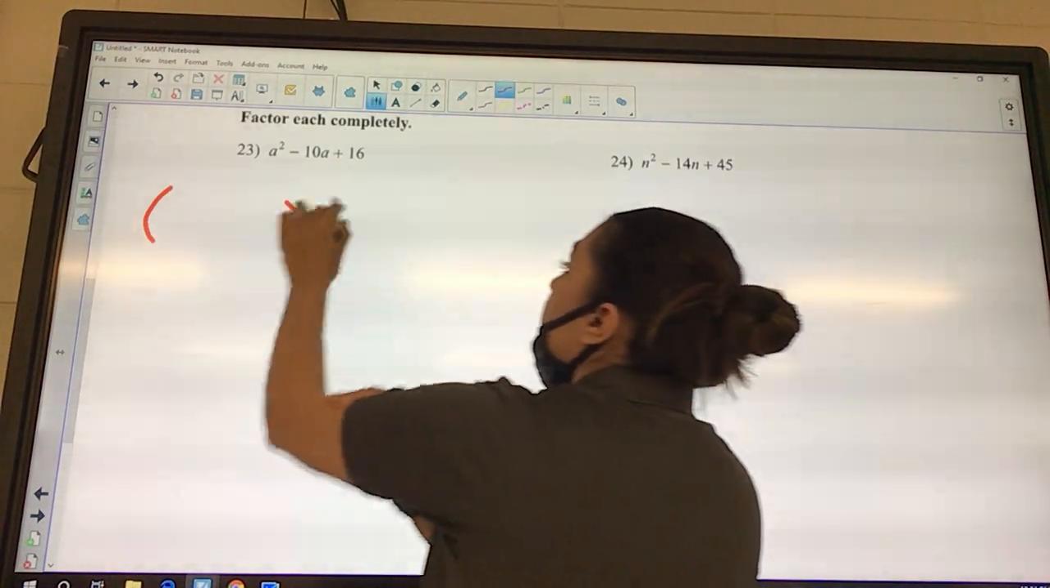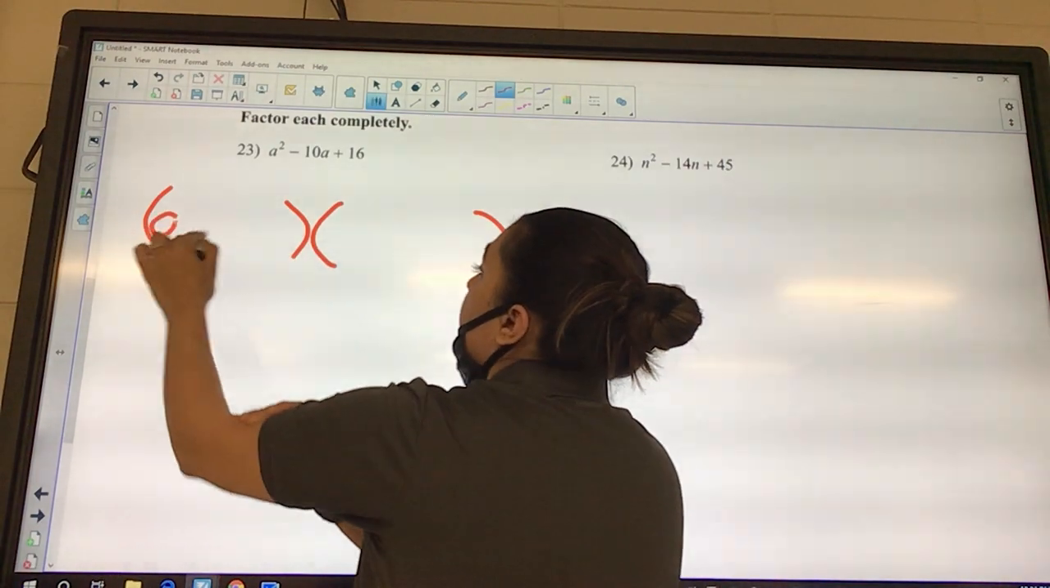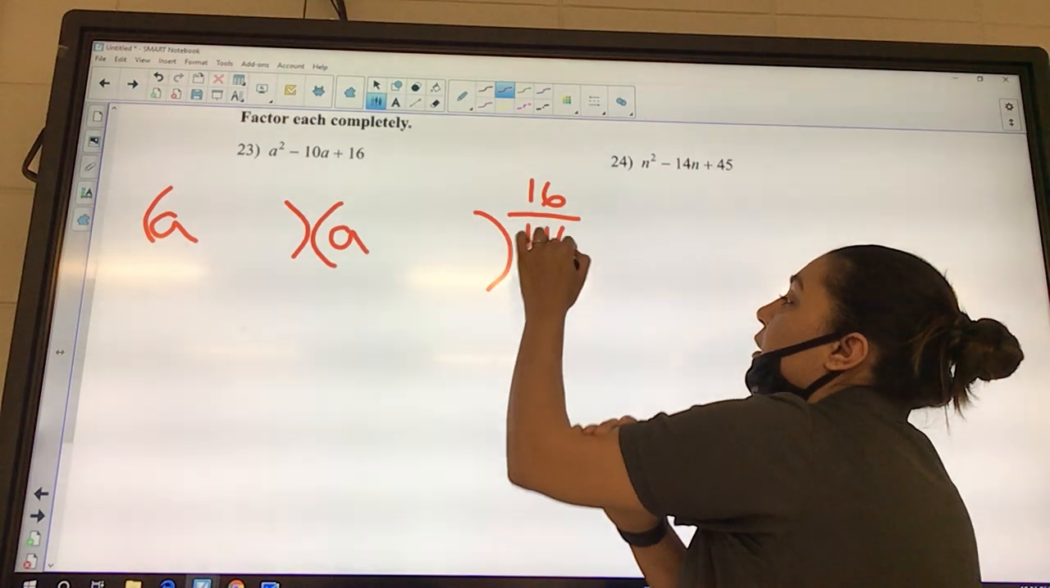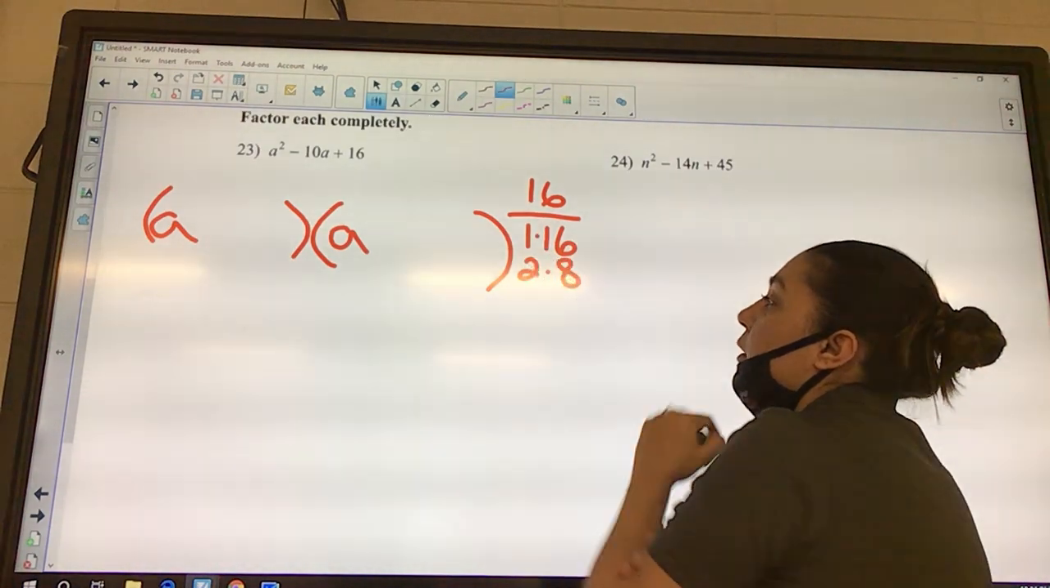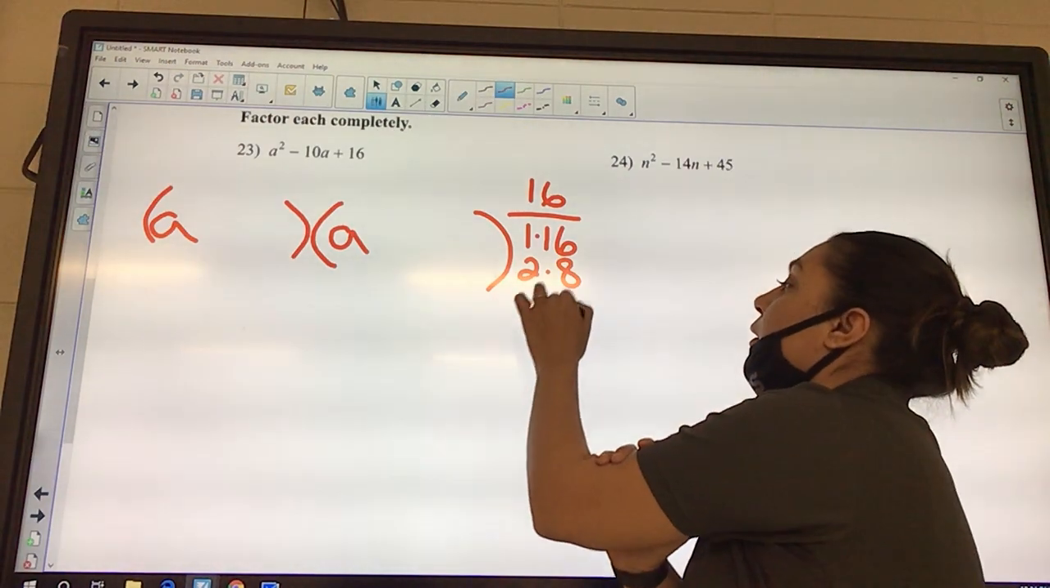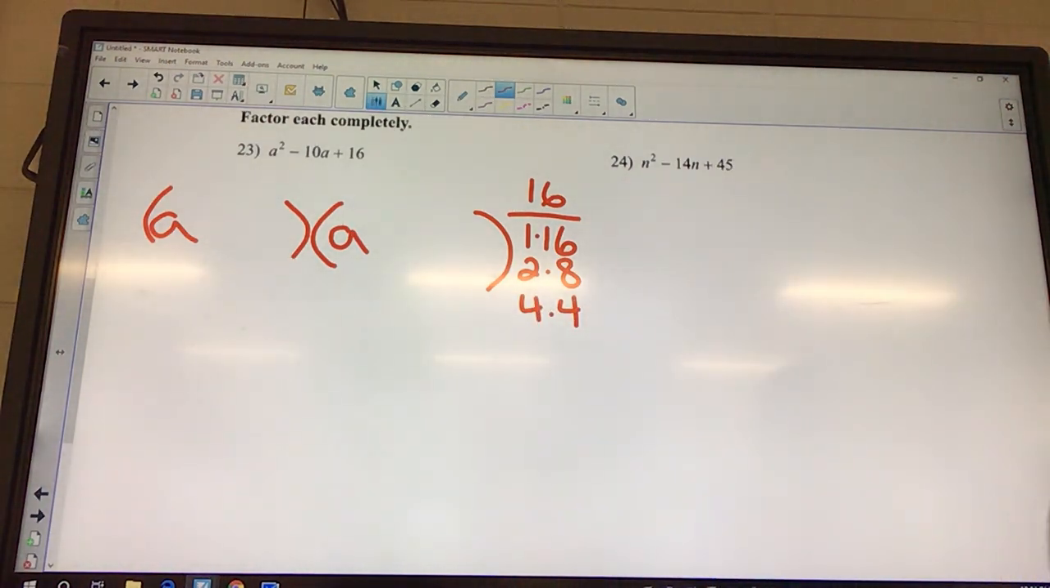Draw your parentheses. We got A and A. And find some factors of 16. 1 and 16, 2 and 8, that's it. No, 4 and 4. There you go, 4 and 4. Okay, and we need something to add or subtract to give me a 10. 8 and 2.